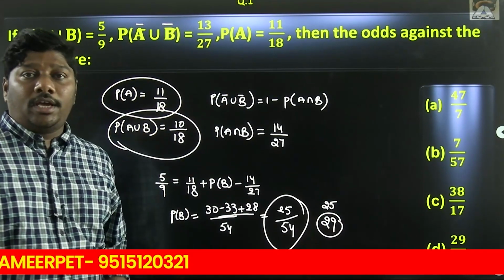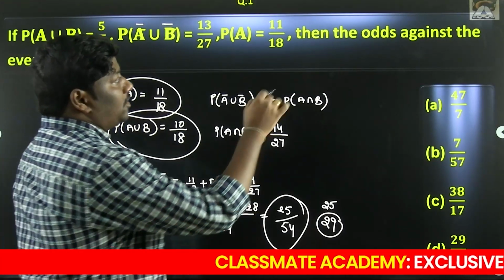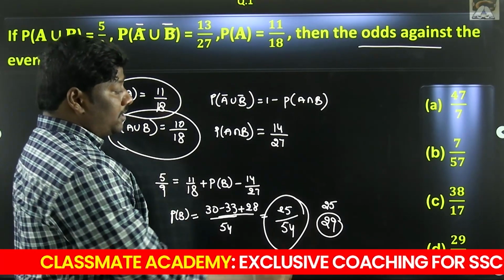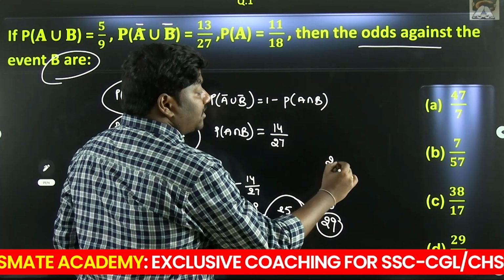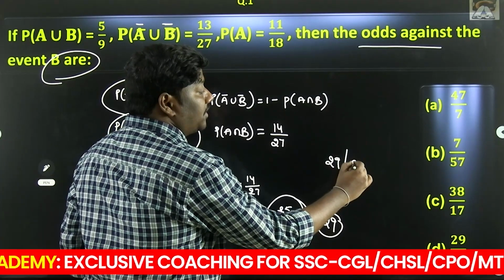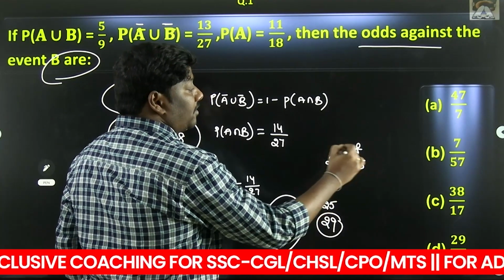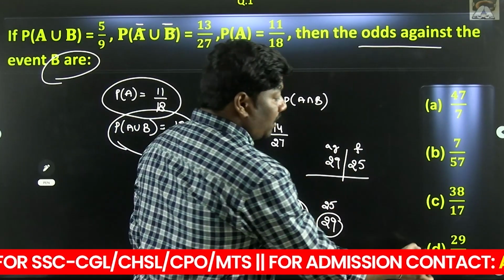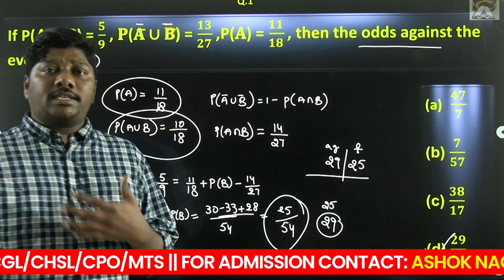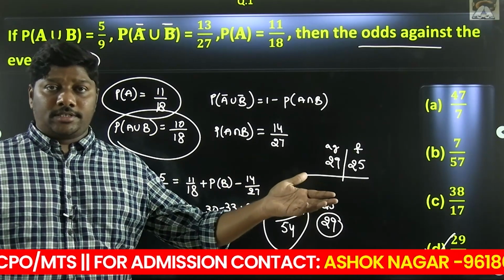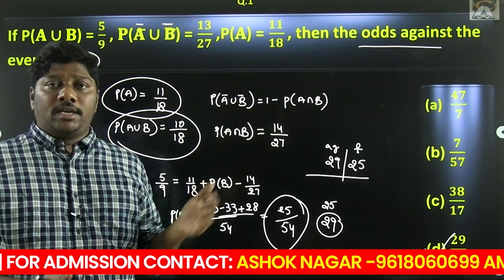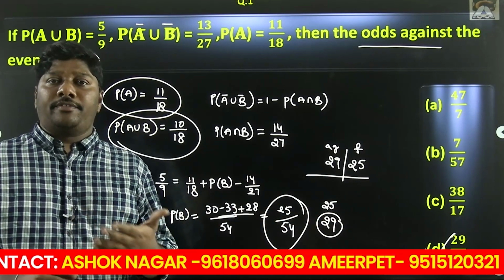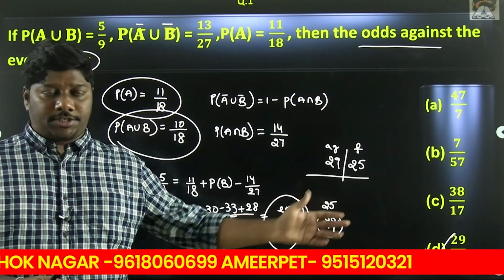So he is asking you the odds against. He is asking, then the odds against event B. Odds against event B means odds against divided by odds in favor. These are favor, these are against. So you can say it is 29 by 25. Odds in favor means first favor divided by against. He is not asking you the probability of B. He is simply asking you odds against B, which means against by favor. Odds in favor of B means favor by against.